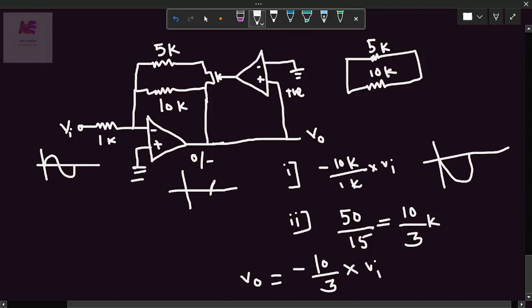As we observe, in the first case the gain is maximum, 10. In the second case, the gain is divided by 3. So we are getting positive voltage but with less gain. During the negative half cycle at the output, we are getting maximum gain, and during the positive half cycle, we are getting the minimum gain. And this is the nature of the output waveform of this circuit.